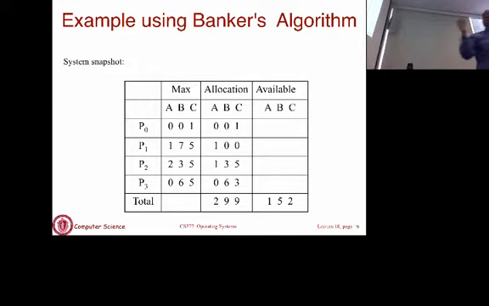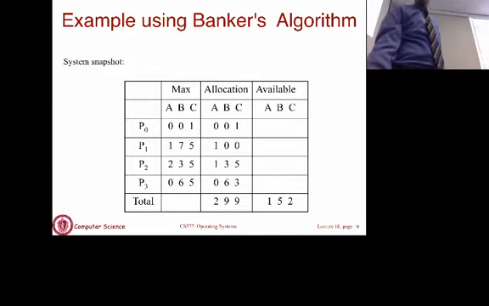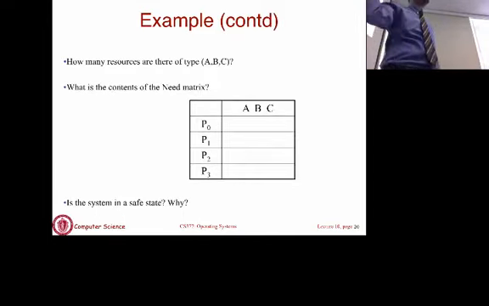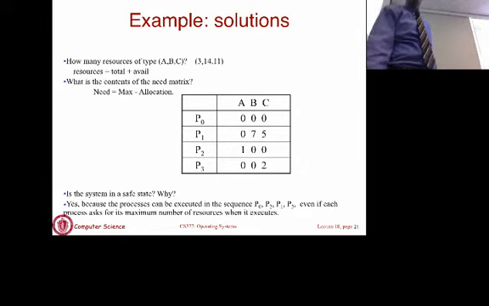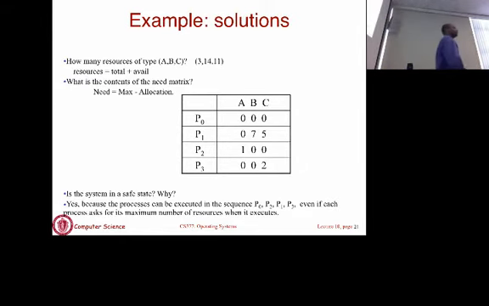Then we'll ask the third question of how you go about figuring out whether that's a safe state or not based on the need matrix. I'm going to show you the answers to those questions as well. So basically the contents of the need matrix is max minus allocate. This is what each process can actually ask for. So now the question is, is it safe?